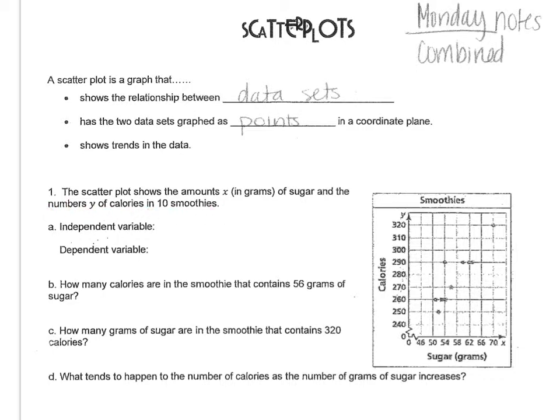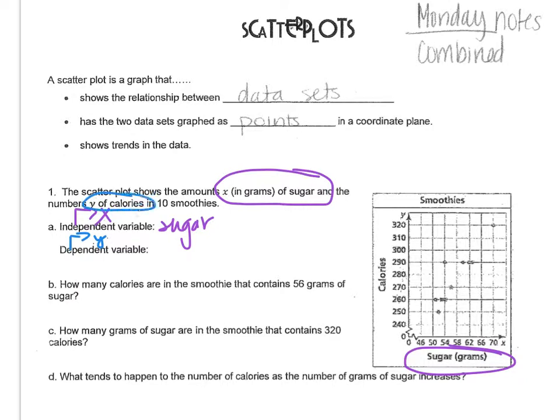So it asks us to identify the independent. It's important to know that our independent is our X's, which it told us in our problem was our sugar. It also told us on the graph that the X-axis was represented by the sugar grams. So our independent variable in this case is our sugar. Our dependent variable is going to be our Y's, which it told us in the problem was the number of calories. It also told us over here on the graph that it was the calories. So my dependent is my calories.